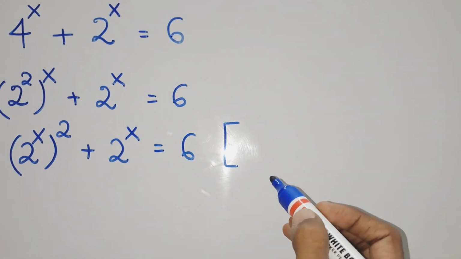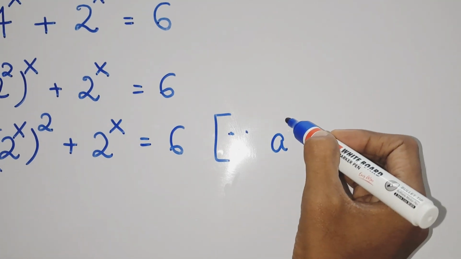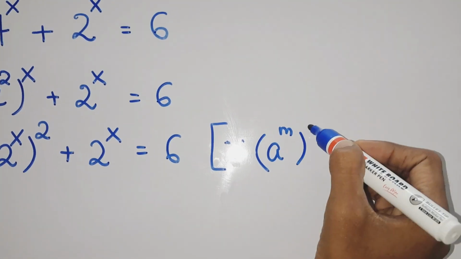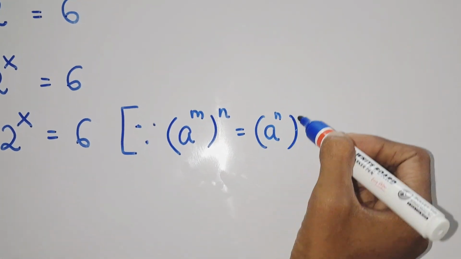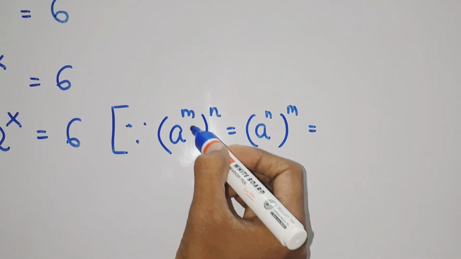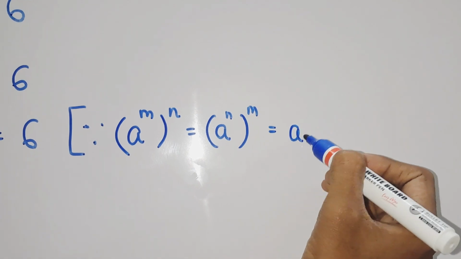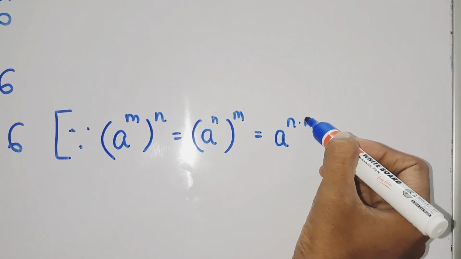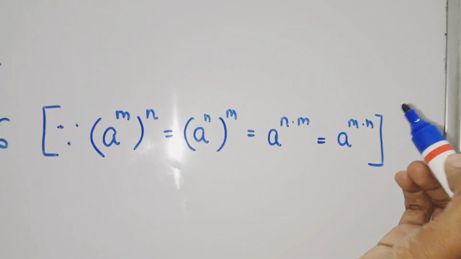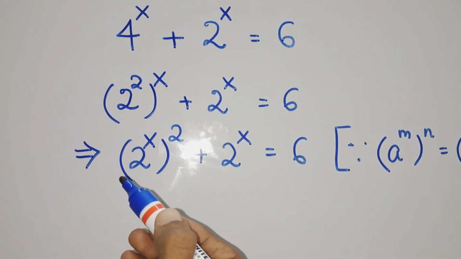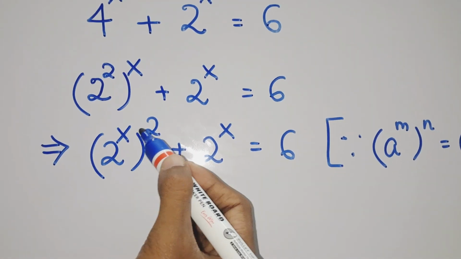Since by properties of indices we know that a raised to power m whole to the power n can be written as a raised to power n whole to the power m. That means the powers can be interchanged, which is equals to n multiplied by m, which is also equals to m multiplied by n. This is the property of indices which we will use here. That is why we have written here 2 raised to power 2 to the power x equals 2 raised to power x to the power 2.